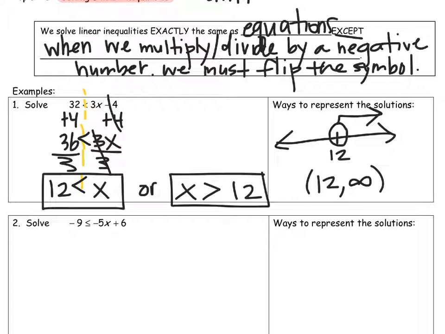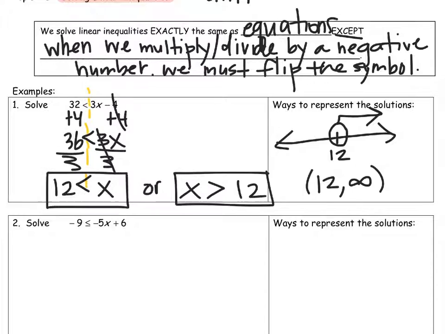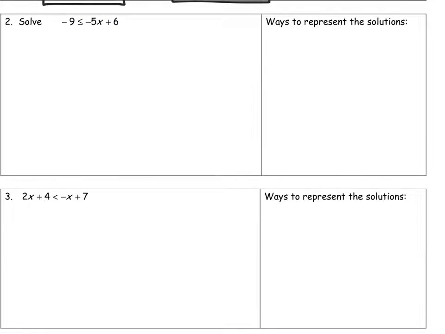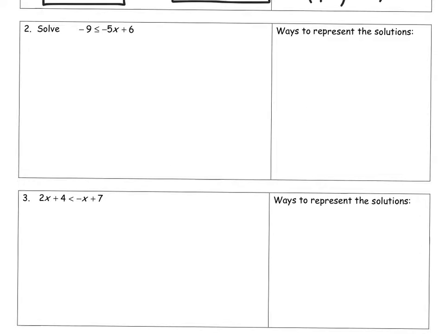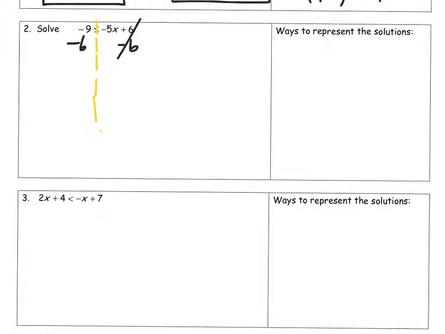All right, next problem. So in our next one, we have -9 is less than or equal to 5x plus 6. So to solve this problem, I'm going to first draw my dotted line right down the middle, and then I'm going to subtract 6. To get rid of a 6, subtract 6. I get -15 is less than or equal to -5x.